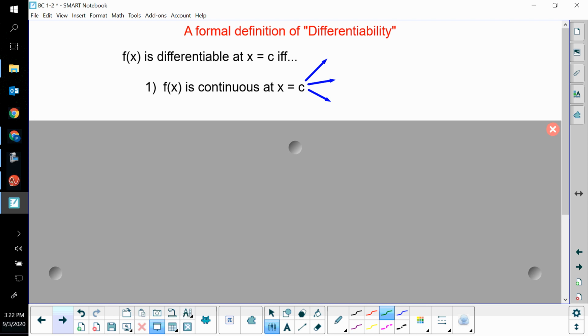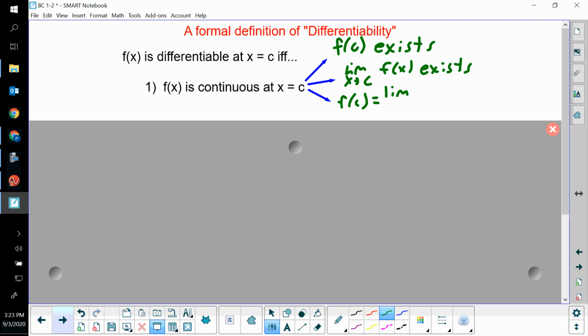For continuity, you had a three-step check. You had that f of c had to exist. You had that the limit as x approaches c of f of x exists. So within that, the left-hand limit must equal the right-hand limit. And then those two parts had to be equal to each other. In other words, the y value at the x you're looking at has to equal the limit value. If they're not, and the first two are true, then you have a hole and a point somewhere else. So that's one thing that we need to be true.